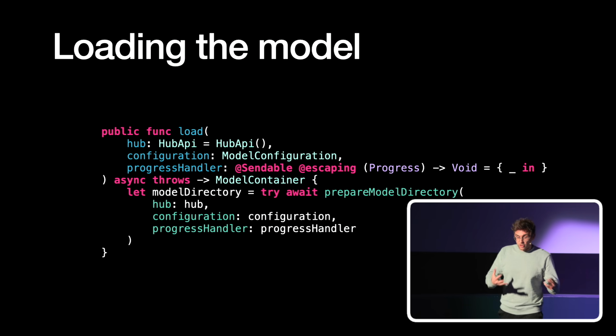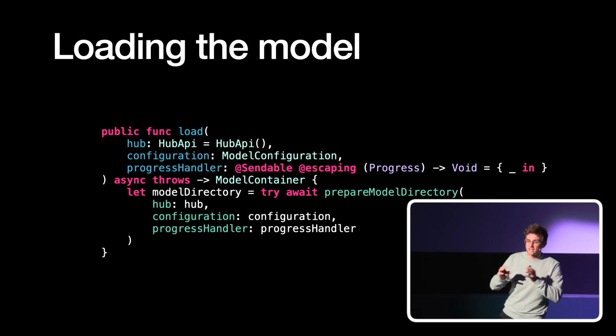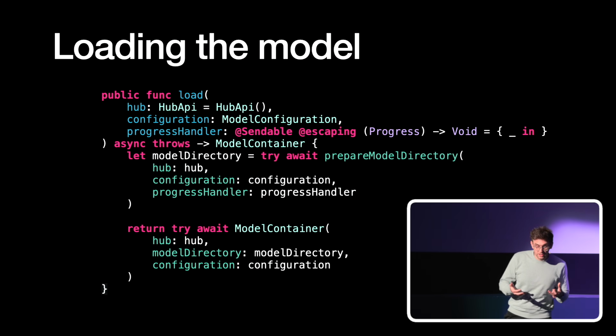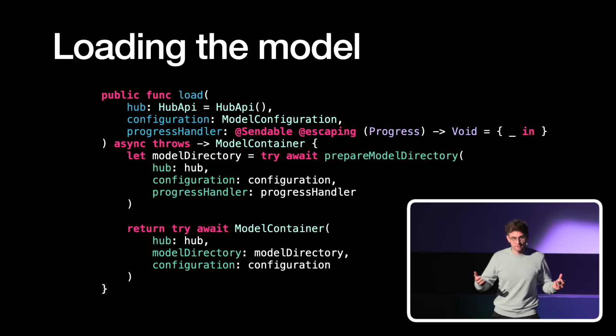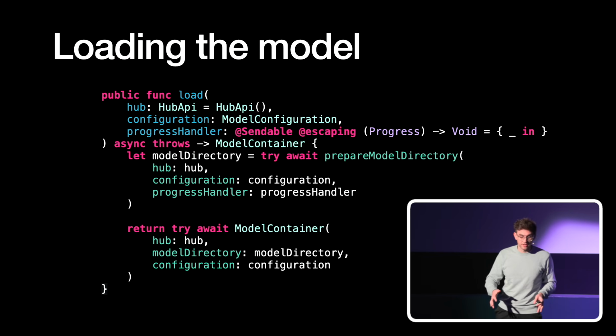And then we create a model directory, which is basically just preparing a folder on the device to download the entire model into. It takes the hub, the configuration, and the progress handler as parameters, and we can just call it. This function is taken from the mlx-swift examples repo, and it does a lot of the heavy lifting for us. And then the only thing we need to do is actually create this model container that will be the actual model on device, handing it the hub, the model directory, and the configuration, and we're done. So a very intimidating process at first actually came down to basically these 2 API calls of something that we are provided, which I think is incredible.